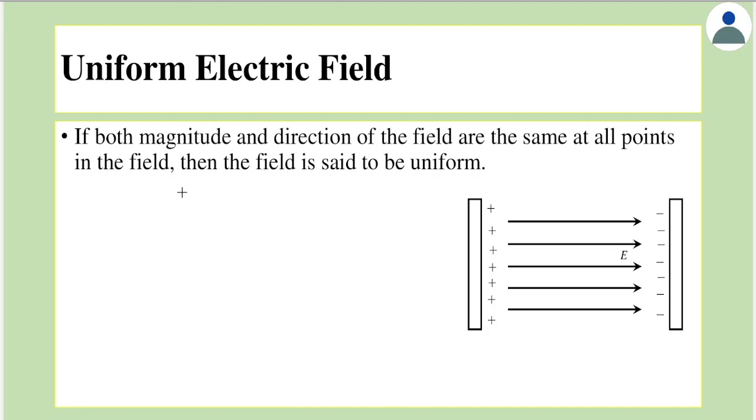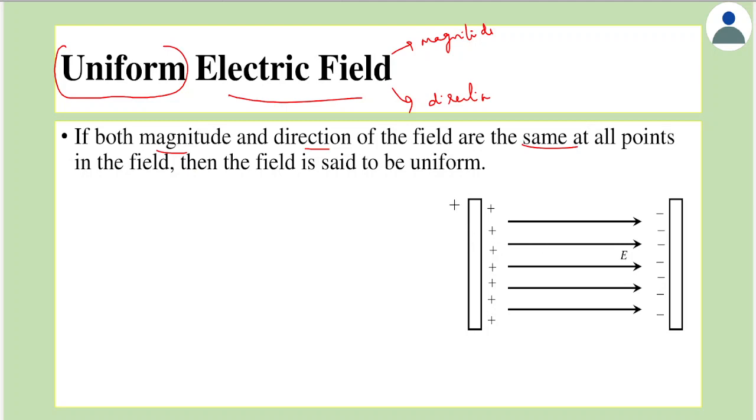The next topic is uniform electric field. As the name tells us, uniform means something which is the same. But recall that field is a vector quantity. This will have both magnitude and direction. So we can say if at all the points the magnitude and direction are the same, then such a field is said to be a uniform electric field.